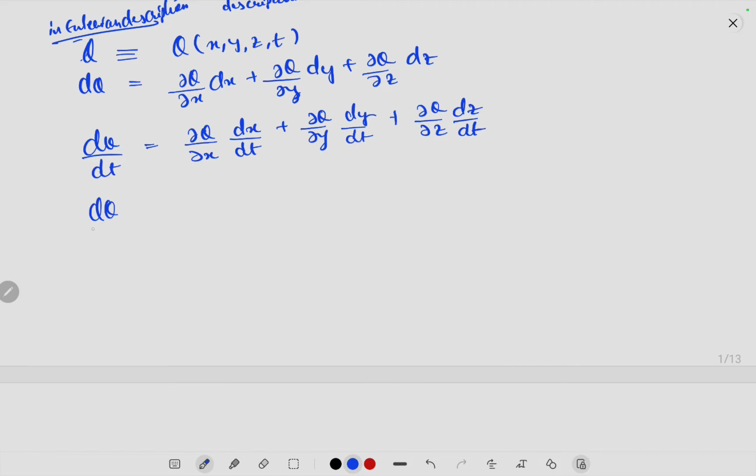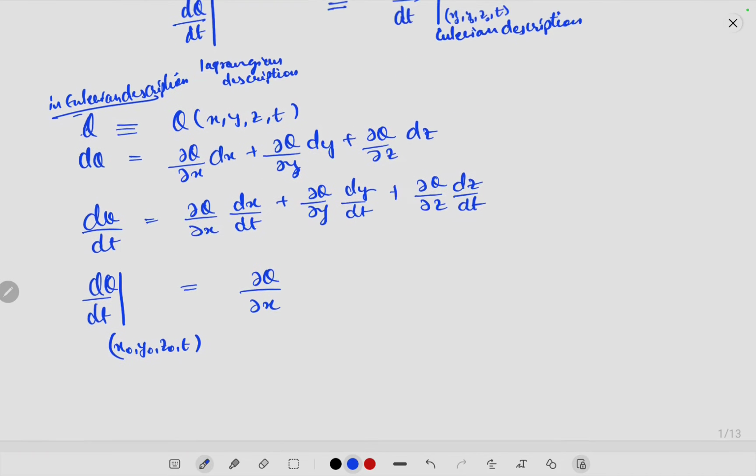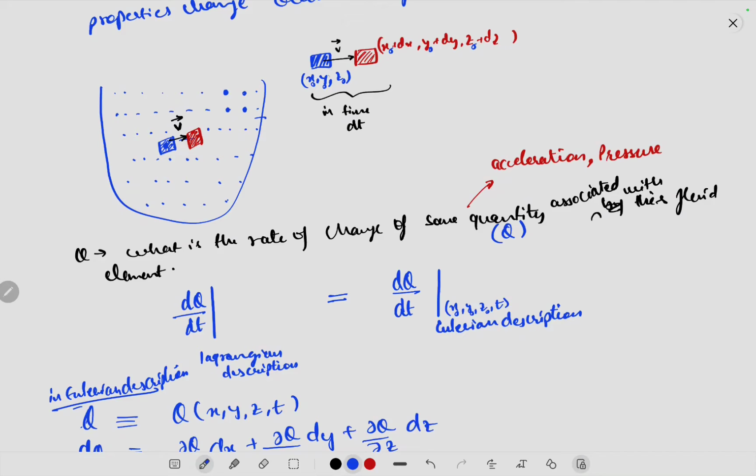We are interested in knowing dq by dt at a fixed coordinate x naught, y naught, z naught and t, which corresponded to my fluid element. Okay, so this is del q by del x. Now what would be dx by dt? Since at x naught, y naught, z naught and t I had a fluid element, and this had a velocity vector V vector.